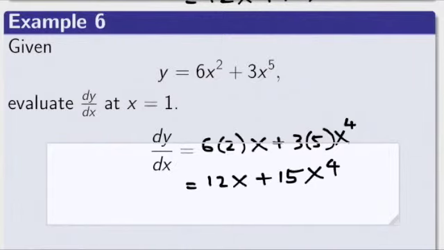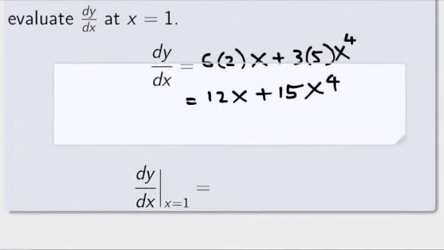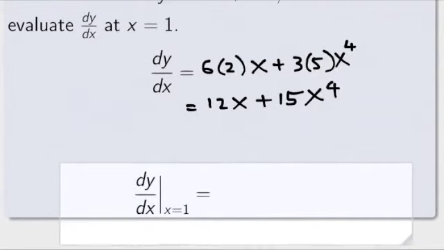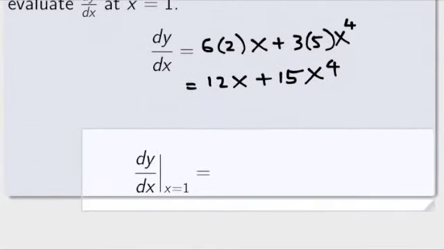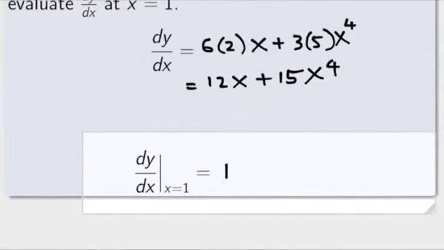Now we want to evaluate this derivative at x equal to 1. So if you substitute x equal to 1, we have 12 times 1, which is 12, plus 15 times 1 raised to the power 4 is 1. So 15 times 1 is 15. So we have the answer 27. So derivative of y with respect to x evaluated at x equal to 1 is 27.